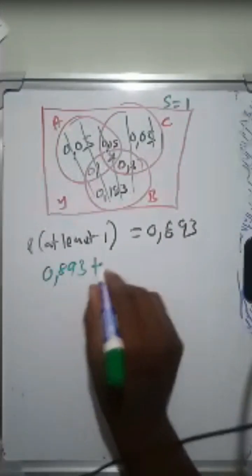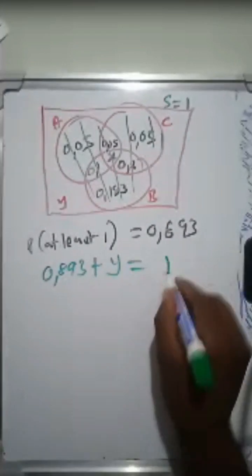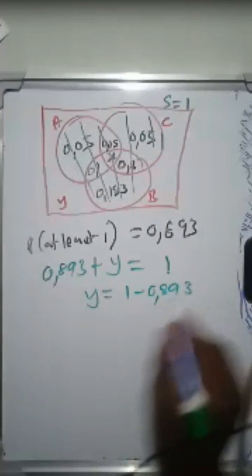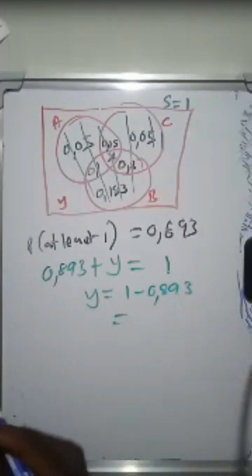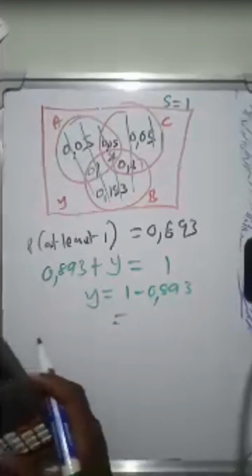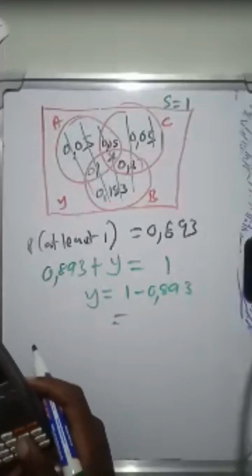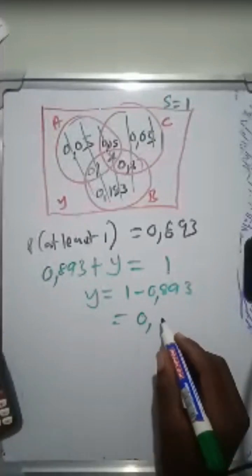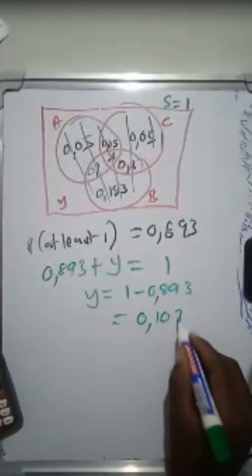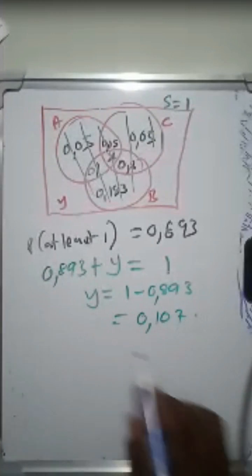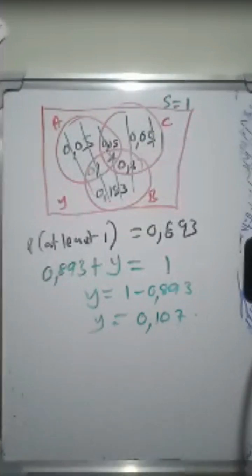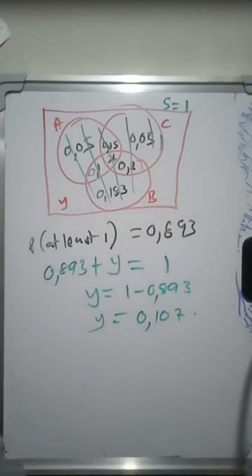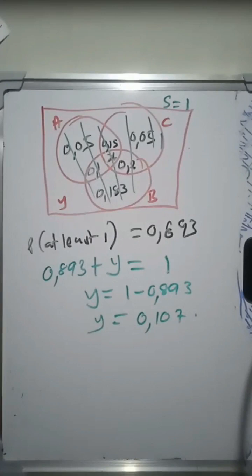So it means 0.893 plus Y should give us what? 1. Therefore, Y is equal to 1 minus 0.893. See what we get? 1 minus 0.893. We get 0.107. That is what we get. So it means Y is equal to 0.107.